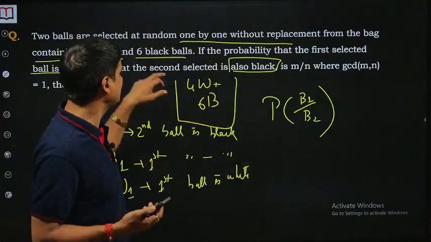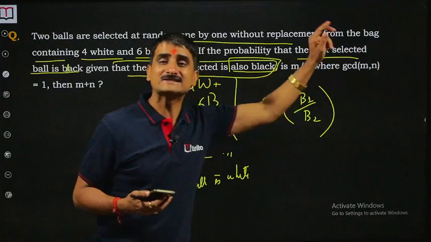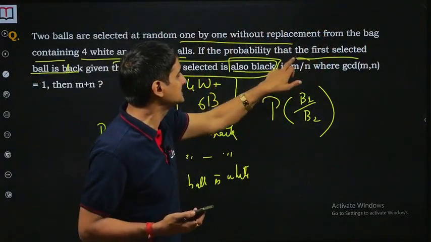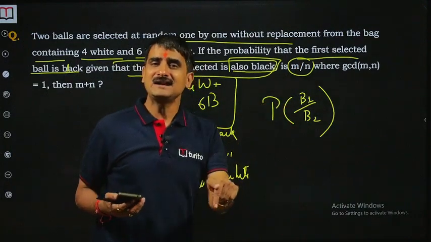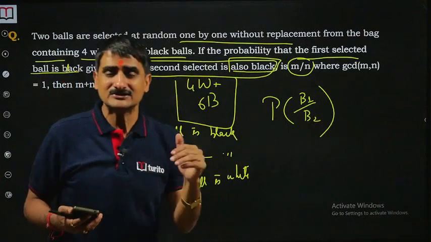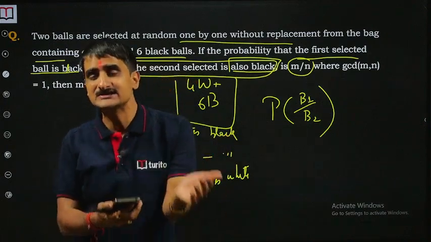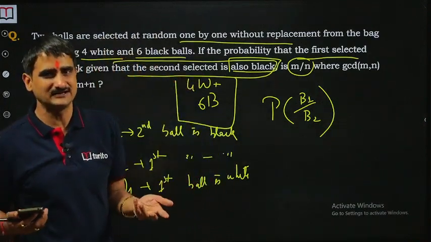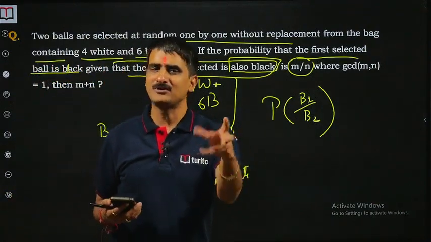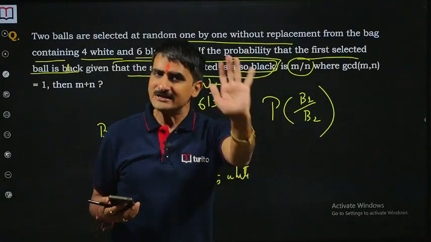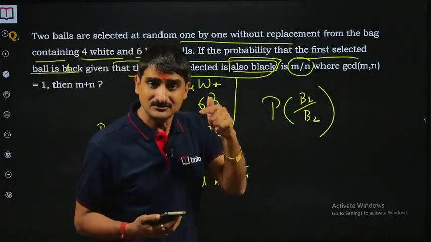So here also it is given that the second selected ball is also black. The probability is asked for the first selected ball to be black given that the second ball was black. So the probability has been asked about the step which occurs in the past, because the first ball is obviously selected in the first step and the second ball in the second step. So you are given that in the second step the ball is black, then the probability that the ball selected in the first step was also black is m by n. So that's your Bayes theorem.